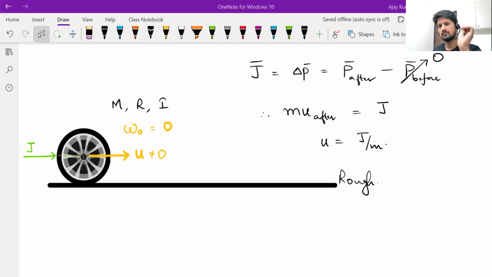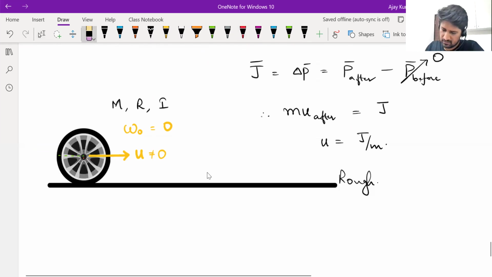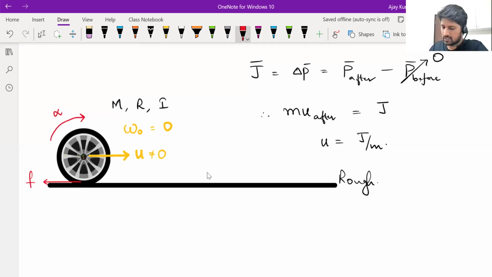So the object will start rotating. Okay. See, we know that it skids in the forward direction. Therefore, friction should act backward. So after the impulse is given, it will gain some velocity, no angular velocity. So friction will act in the backward direction. Friction acts at the point of contact. So due to friction, it will start rotating. It will have an angular acceleration this way. But due to friction, it will have a linear acceleration in the opposite direction.